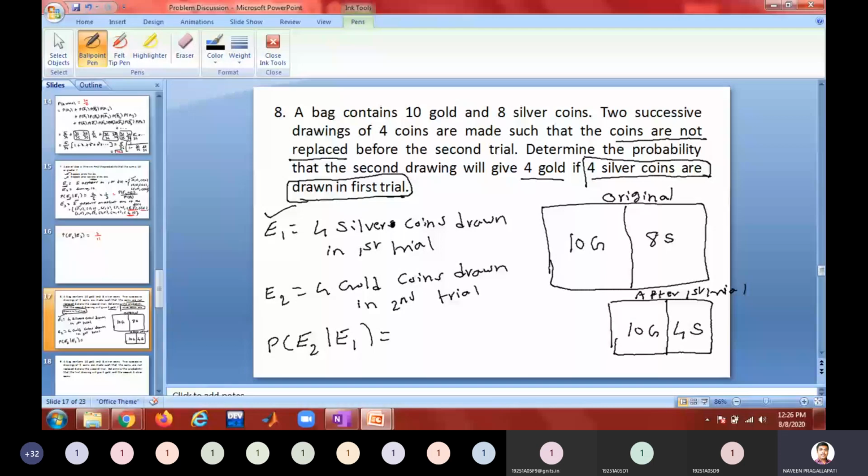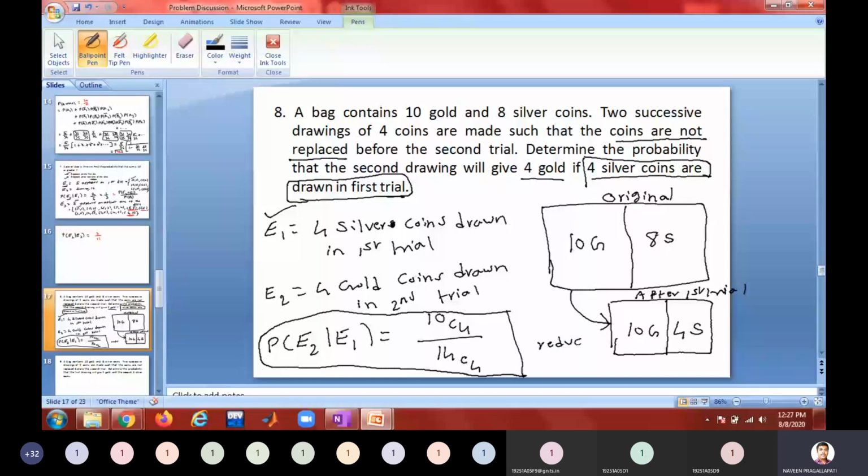Now what are the favorable cases for drawing 4 gold coins from this? 10C4 by 14C4. Do you agree? Yes. Now can you see the conditional probability? Again, we are finding the probability over the reduced sample space only. This is the reduced sample space.